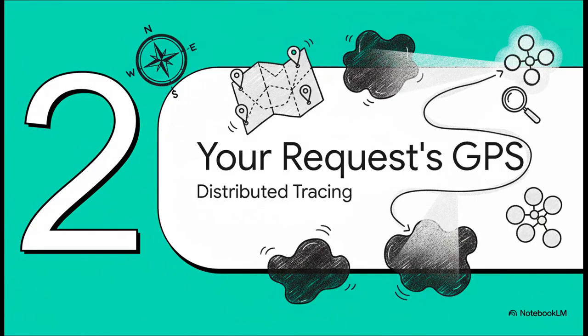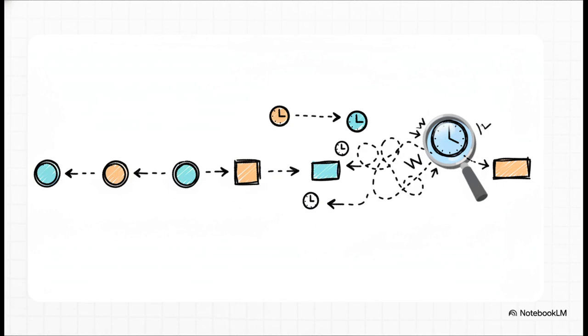So, how do we solve this mystery? Well, what we need is a GPS for our requests. And that's exactly what distributed tracing is. It's the tool that shines a bright light into that black box and finally gives us a clear map of all that chaos.